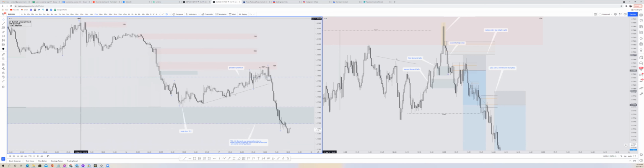Like the odd time, if I can't find a POI, I might go down to 9 or 8, but it doesn't happen often. I'm usually in that 10 to 30-minute range. Yeah, so my question was actually about this.